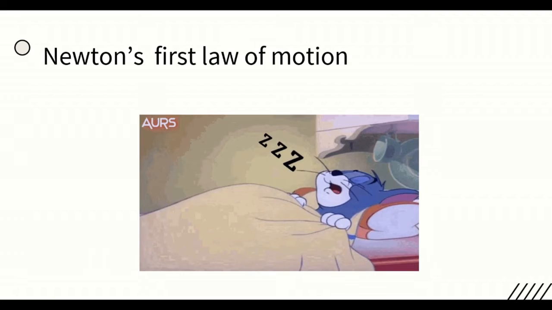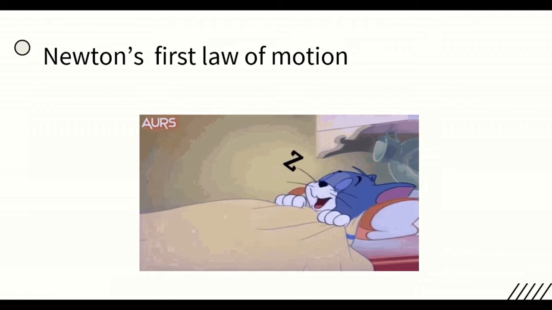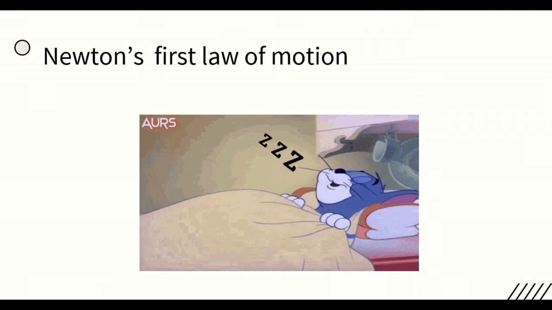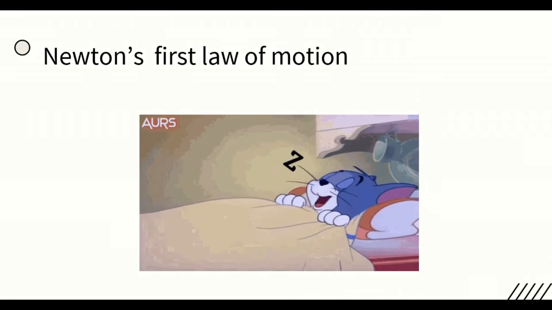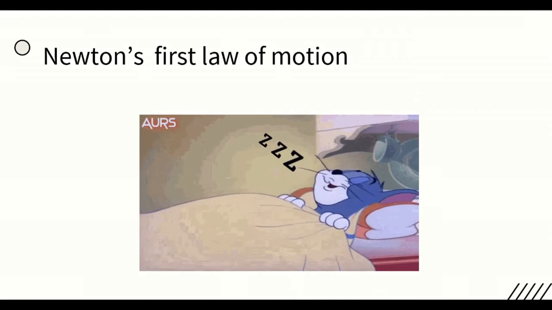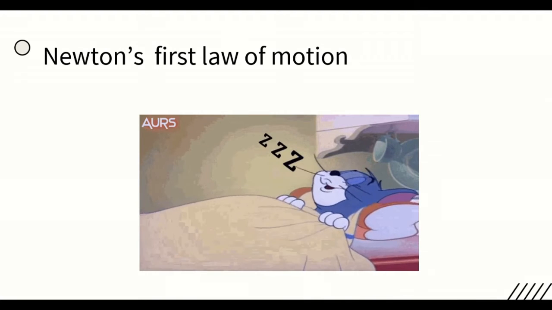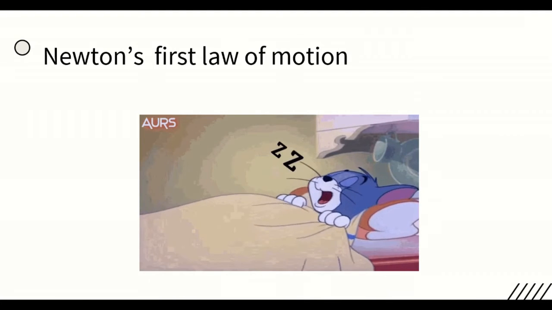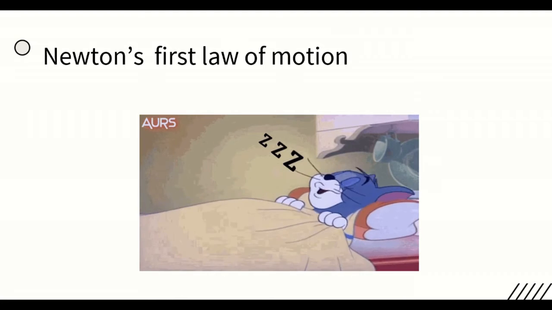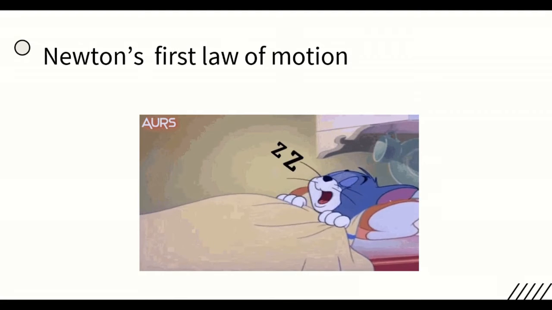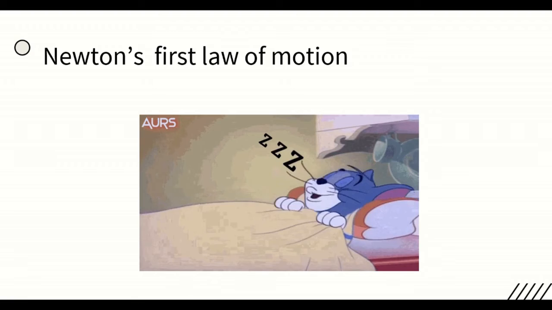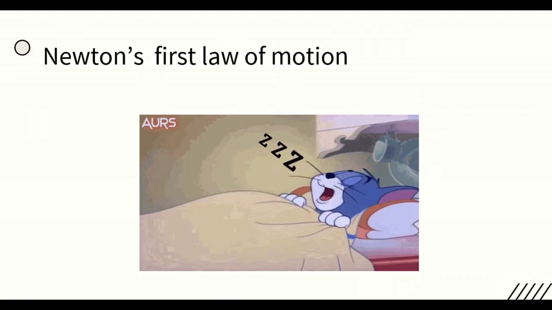Now, by concluding all this, we can say Newton's first law of motion is going to tell us the same thing: that the tendency of the object to be at rest or to be in movement will remain the same until otherwise we have an external force acting on it.